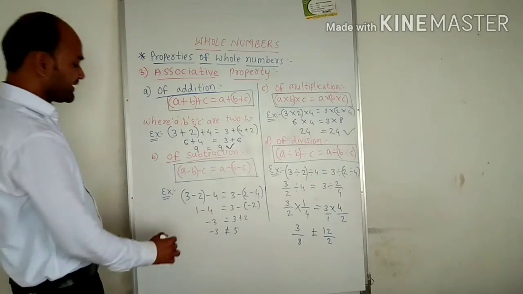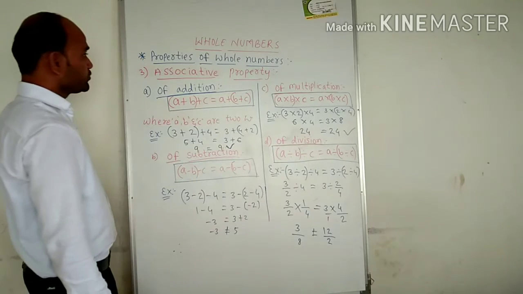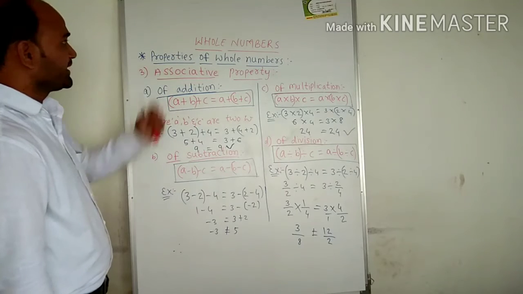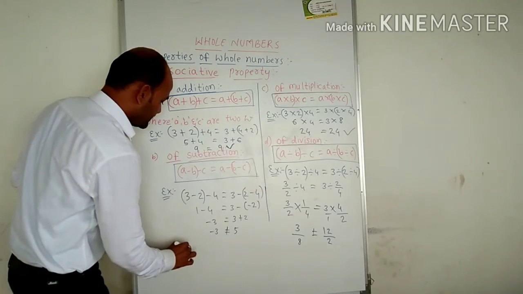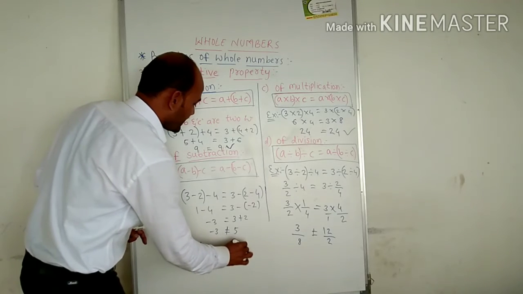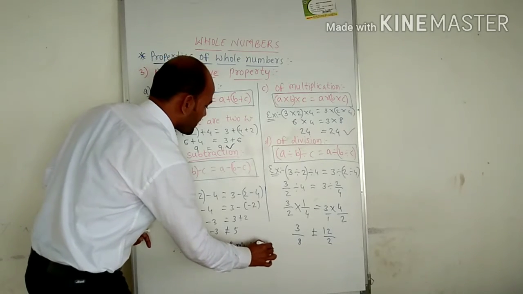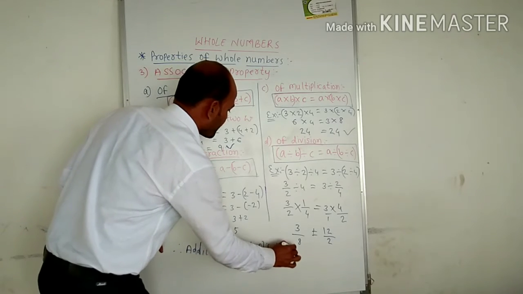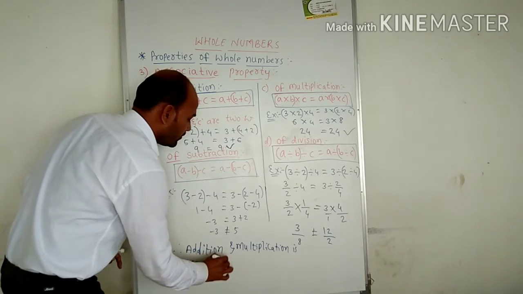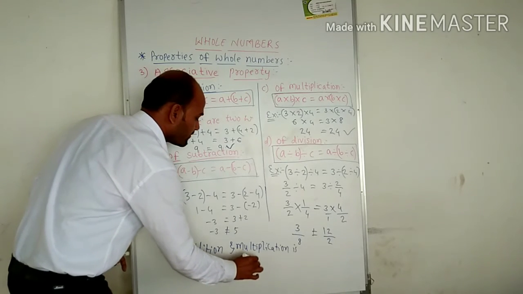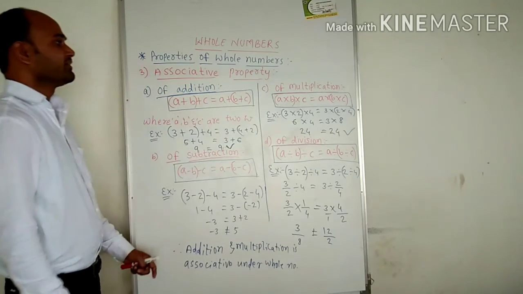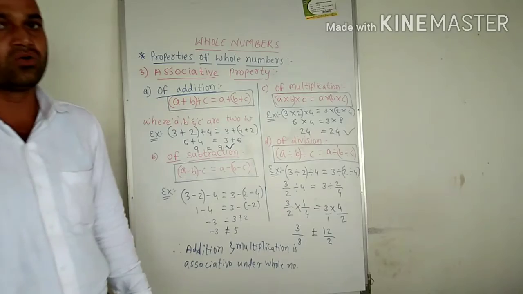So what we can write at last is that addition and multiplication are associative under whole numbers. Addition and multiplication are associative under whole numbers.